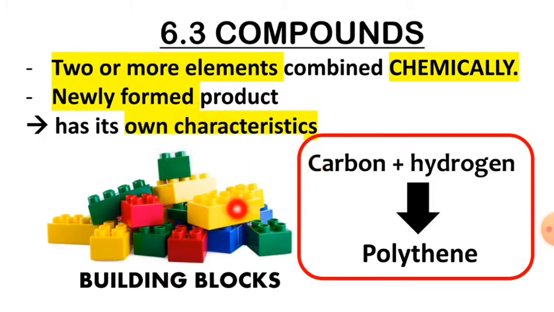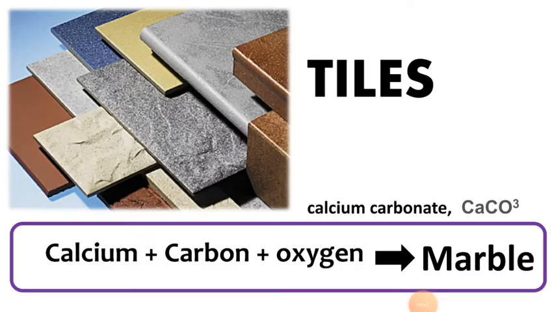This is an example of a compound, the building blocks. The building block is made up of carbon and hydrogen, and it becomes polyethylene. Next is tiles. Tiles is calcium carbonate, CaCO3. So calcium carbonate is actually from calcium, carbon, and oxygen. Okay.